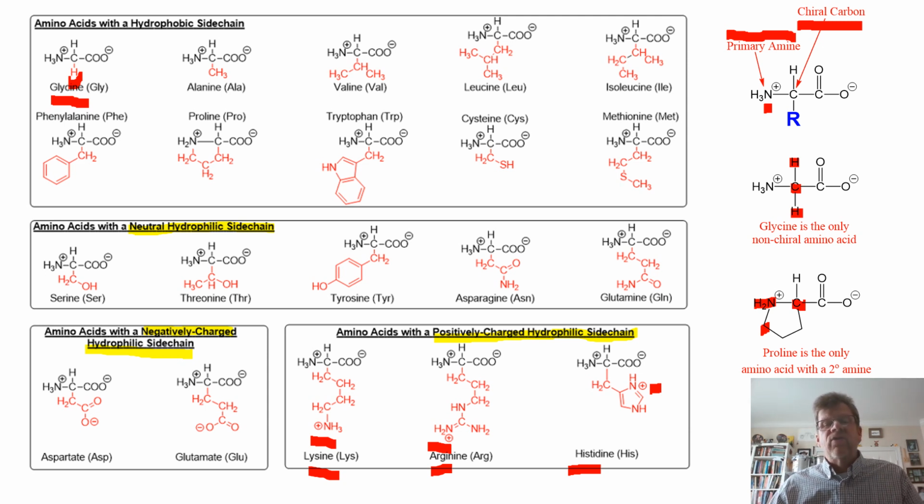it is hydrophilic. So we've now covered all 20 amino acids, and we've been able to group them, if you will, into 4 categories. Amino acids with a hydrophobic side chain, amino acids with a hydrophilic side chain, and then the charged ones, negatively charged hydrophilic and positively charged hydrophilic.